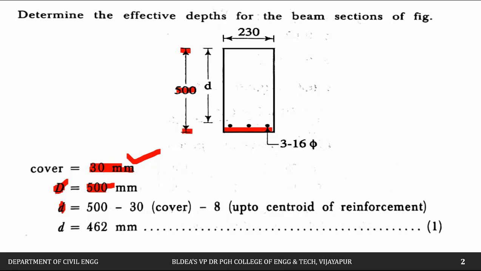Overall depth, that is 500 mm, minus this clear cover has to be subtracted, that is 30 mm cover. Then next you want the distance up to the center of this reinforcement. The diameter of the bar is 16 mm, therefore half means it will be 8 mm. So 8 mm will be up to the centroid of the reinforcement. Right? 500 minus 30 minus 8 will give the answer as 462 mm. This is nothing but the effective depth of the beam.